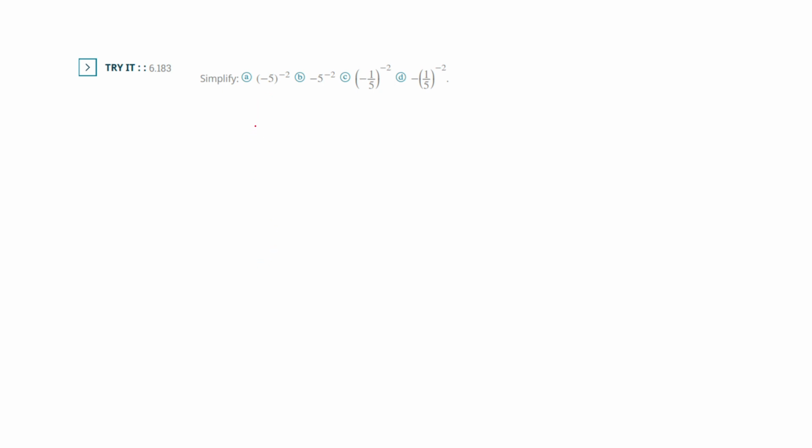So the negative 5 is in the parentheses, so this is all going to the bottom. So if you square negative 5, it's positive 25. So that's a. So now the negative is not included, so I'm not going to do it like they did. I'm just going to leave the negative there, and the 5 goes to the bottom and gets squared. So it's negative 1 over 25.